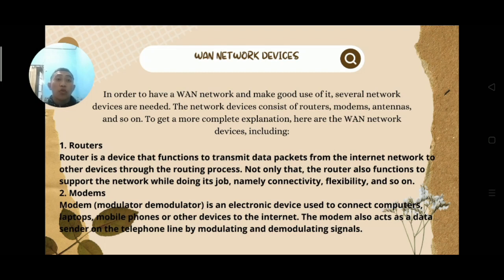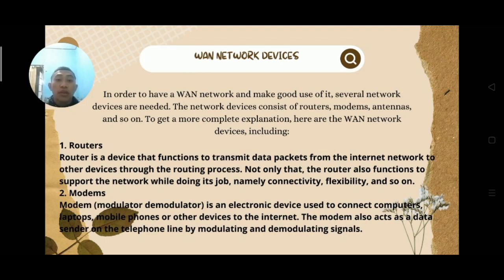So in here we have WAN network devices. In order to have a wide area network and make good use of it, several network devices are needed. The network devices consist of routers, modems, antennas, and so on. To get a more complete explanation, here are the wide area network devices, including, for the first, routers.